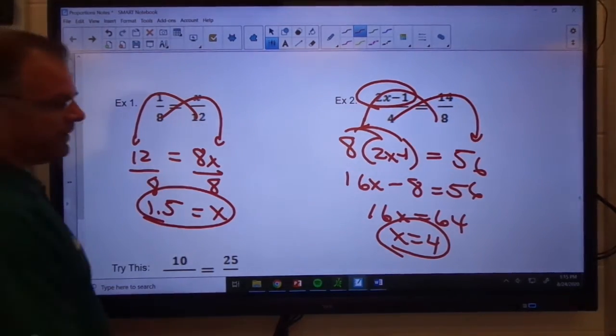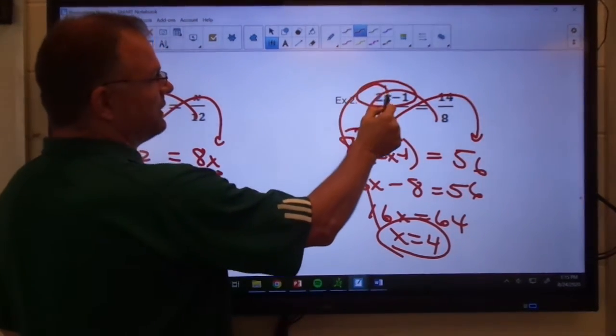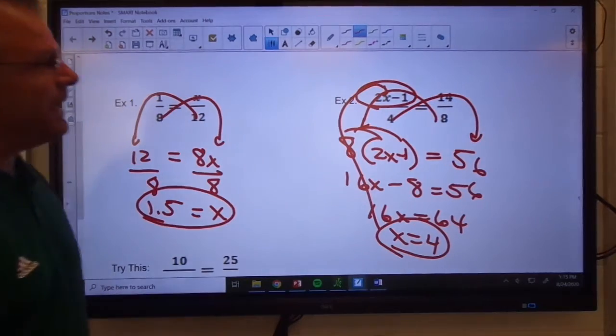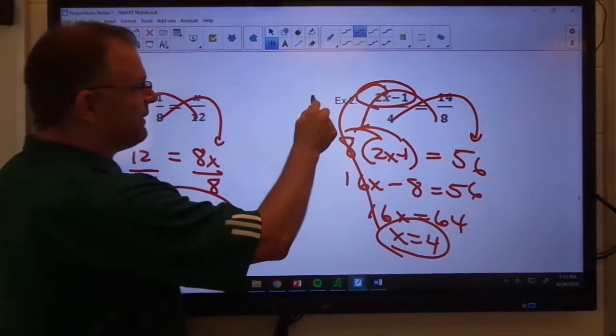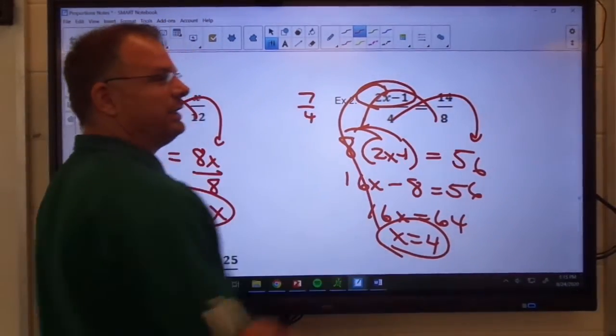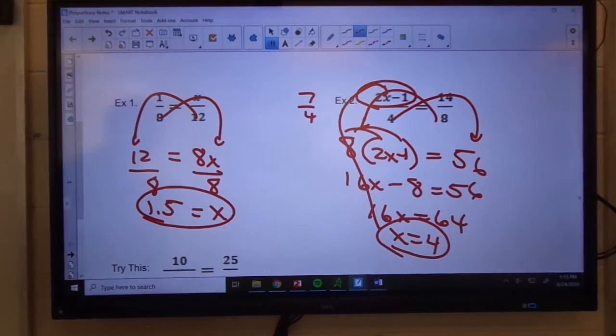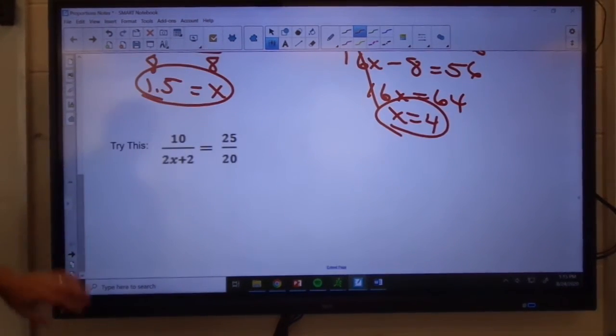If you want to check, you can plug it in and say, okay, does 4 times 2, that's 8. 8 minus 1 is 7. Does 7 fourths, is that the same as 14 eighths? Well, yeah, I could just double them. It works. Okay, pause the video now.